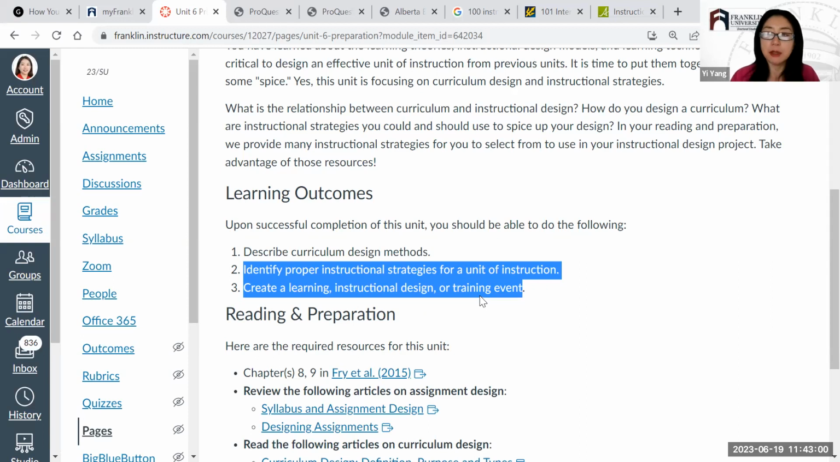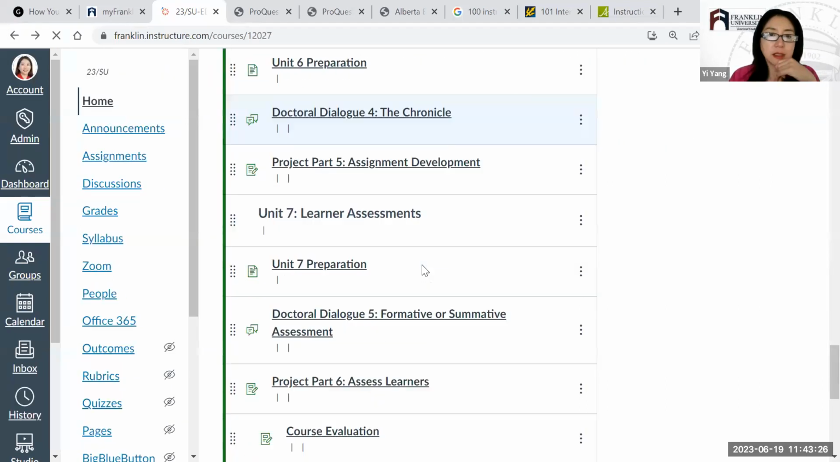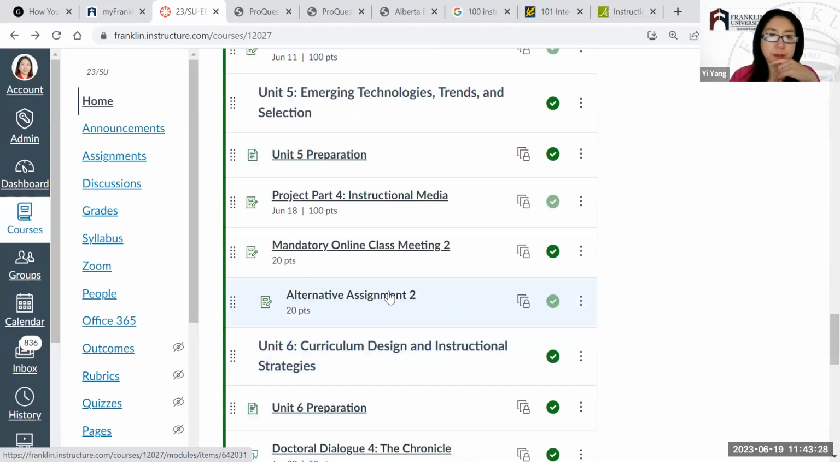Because in your project part 5, you will need to create an assignment. This assignment is a learning or training event. And in this assignment, you also need to identify the instructional strategies that you are using. So this is to identify proper instructional strategies for a unit of instruction. Those two are the outcomes that this assignment is measuring.